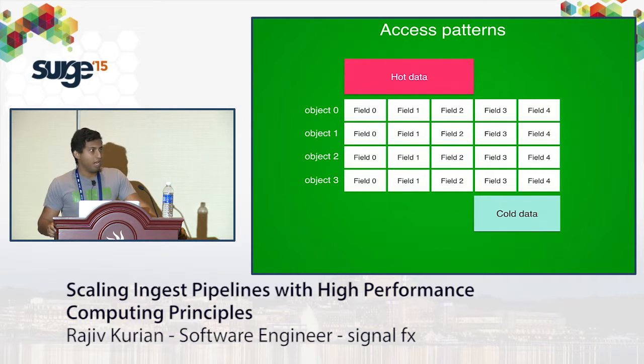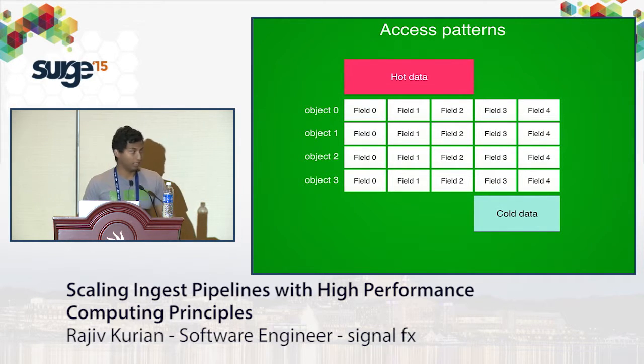But because of how cache lines work, every time we fetch fields 0, 1, and 2, fields 3 and 4 come along for the ride, and we don't do anything useful with them. We discard them immediately. So we have around a 40% waste here in the data that we're getting in.